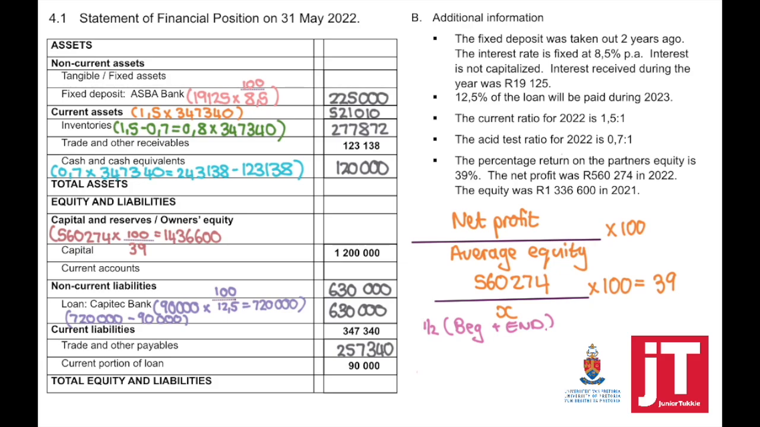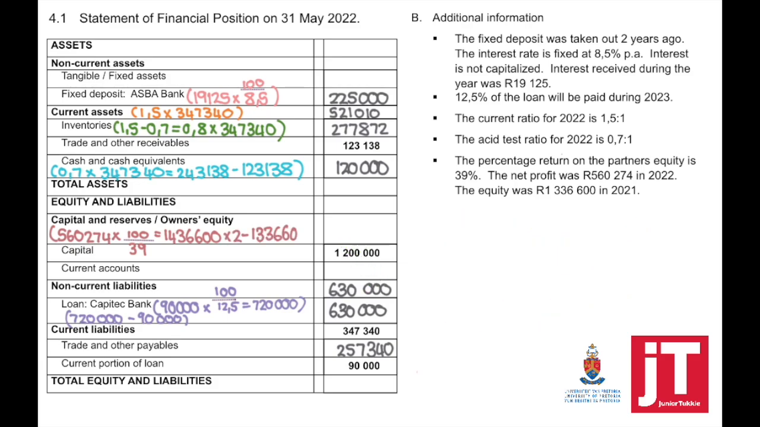So if I want to know what the end balance is, I first need to times that by 2, and then I'm going to minus the equity, which was the balance at the end of last year, which is the balance in the beginning. That will provide me with the total equity for the end of this accounting period. And once I've got the total equity, minus your capital equals the current account balance.